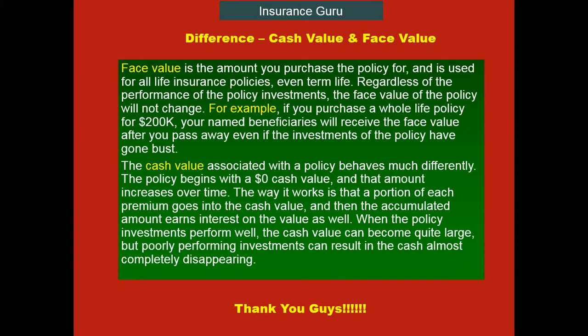For example, if you purchase a whole life policy for $200,000, your named beneficiary will receive the face value after you pass away, even if the investments of the policy have gone bust. You will receive the face amount, but the cash value depends on the performance of the investment. So if your investment does well, you will receive more cash value.